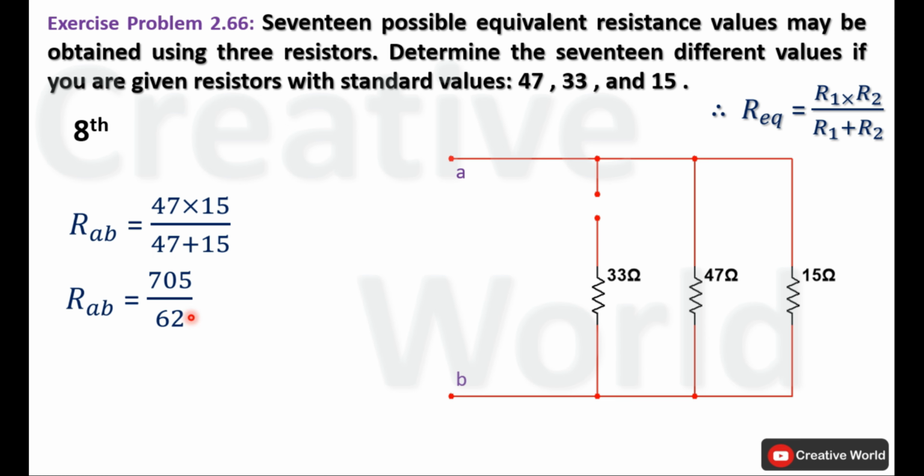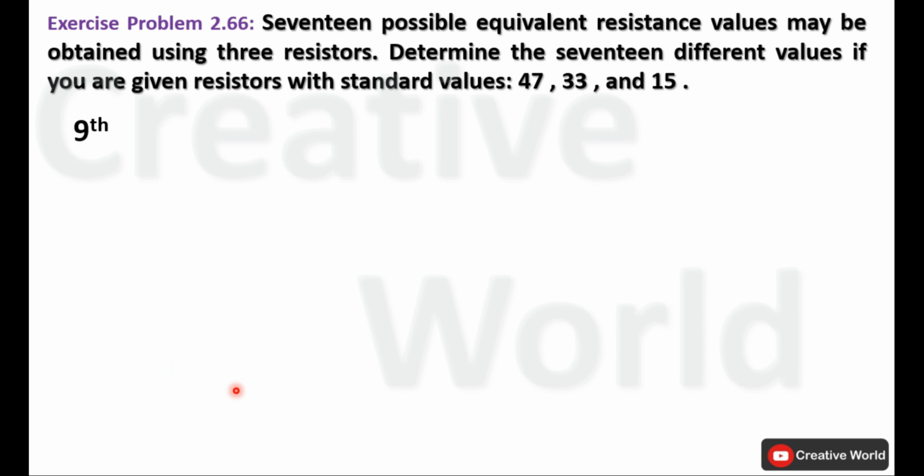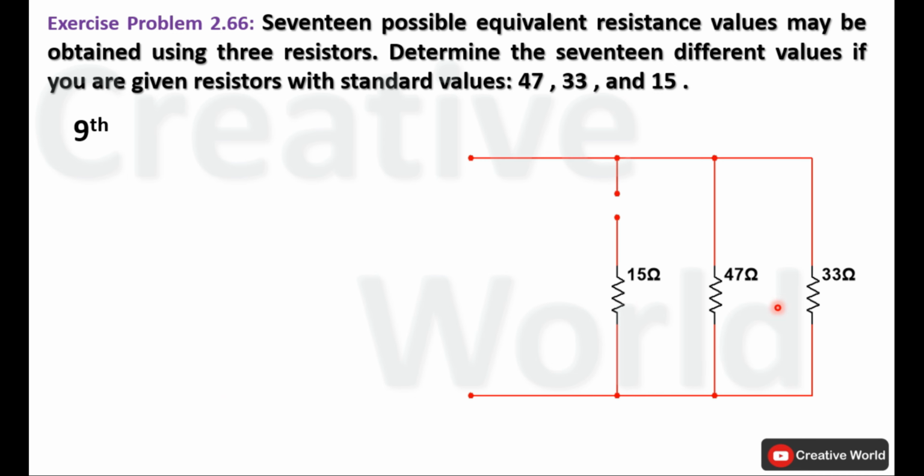Divide 705 with 62, the answer will be 11.37 ohm. Move to the next configuration. Now 33 ohm resistance is swapped with 15 ohm resistance. Again we will calculate their equivalent resistance using this equation. In this case R1 will be 47 ohm and R2 will be 33 ohm.